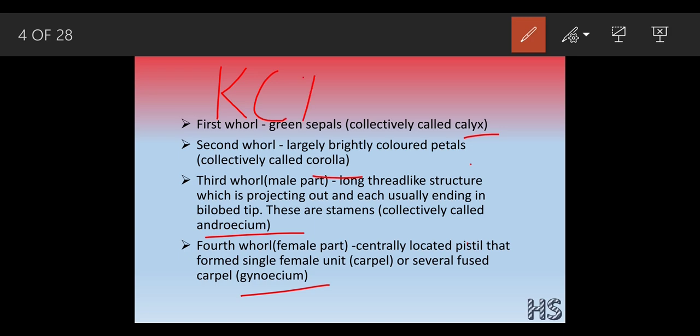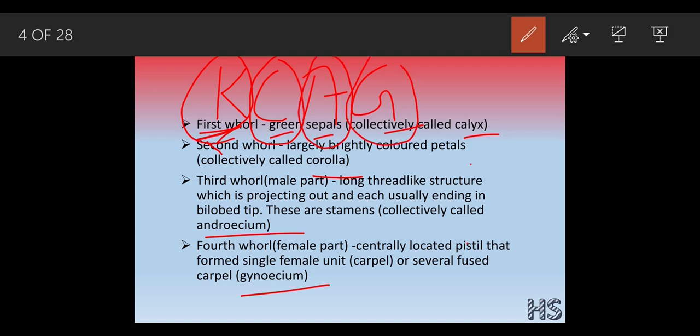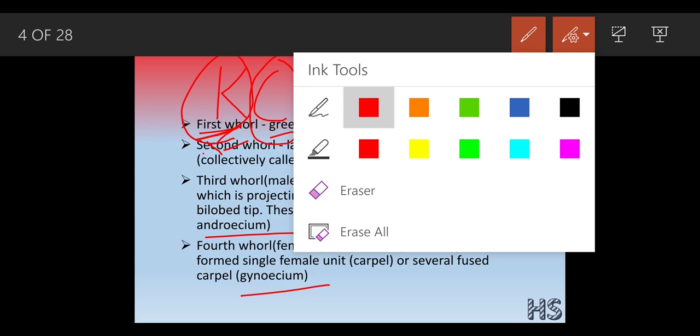KCAG. The word K means King, Canada, arrogant guy. Why? Because K stands for calyx, C stands for corolla, A stands for androecium, and G stands for gynoecium. Many of the students will have a doubt that calyx stands for C and we have written K. But if you pronounce this calyx, it will start from K only. Okay, cleared?